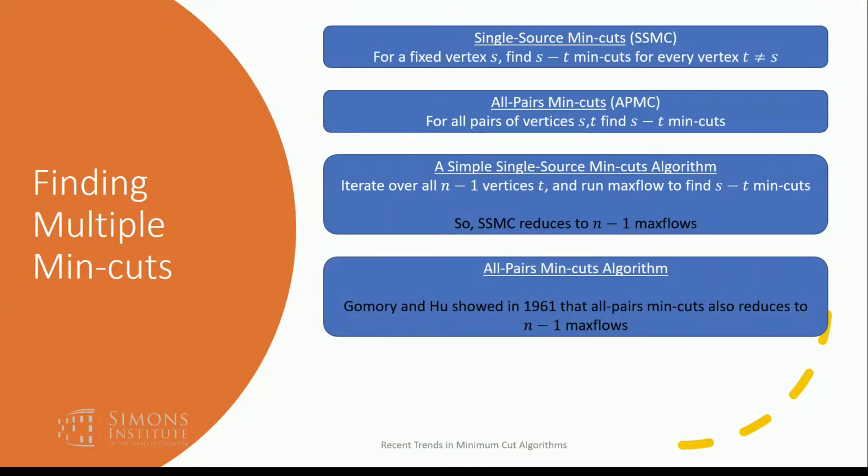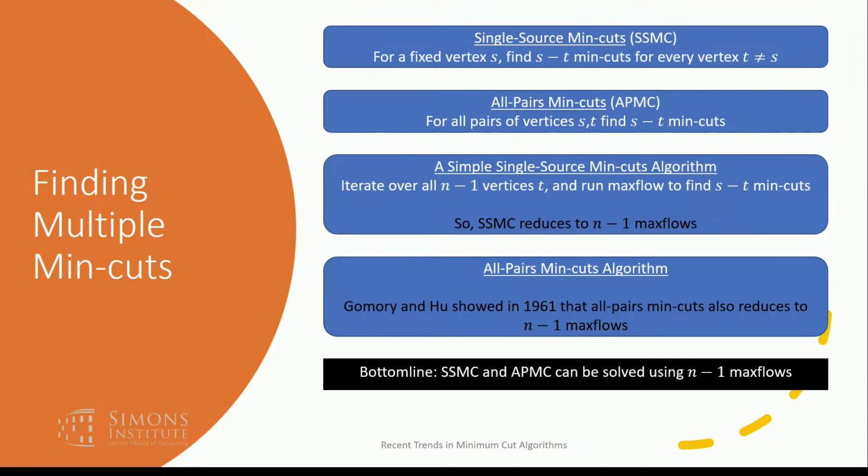A classic non-trivial result is that even all pairs min cut can be reduced to n-1 max flows. This is by a classic result of Gomory and Hu. They show that all pairs min cuts can also be reduced to n-1 max flows. This is non-trivial because the trivial algorithm would require n-squared max flows. The bottom line is that single source min cut and all pairs min cut can both be solved using n-1 max flows, and this was the state of the art before our work.